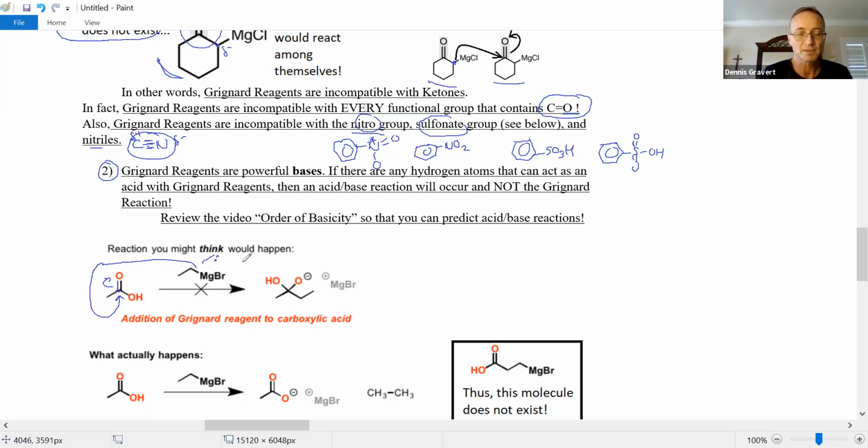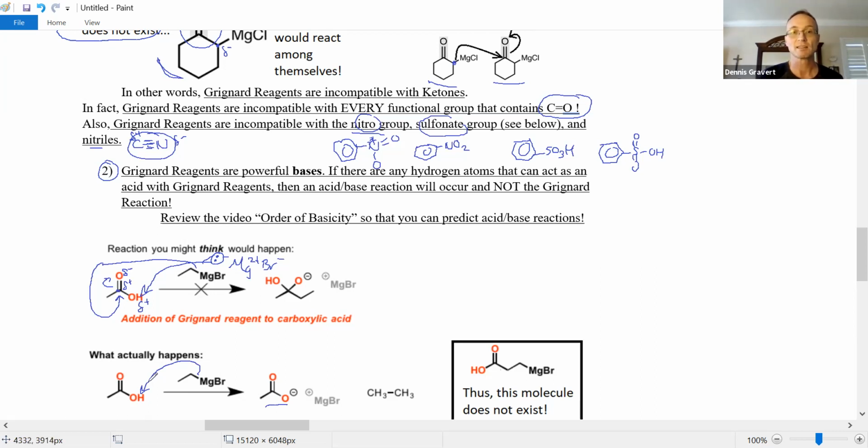The problem is, let's draw the resonance structure of this. So the Grignard has a negative charge and a lone pair on that carbon, and we want it to attack the carbon that's slightly positive. The problem is carboxylic acids are acidic. This H plus is also positively charged, and acid-base reactions are so much faster. The lone pair actually goes after the H plus and doesn't even see that slight positive charge on the carbon. So it reacts down here and makes the anion of a carboxylic acid.